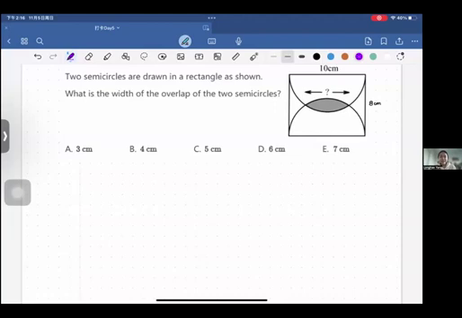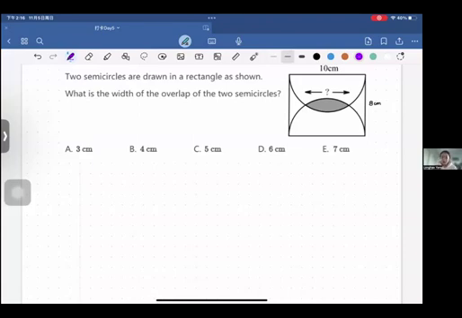I think lots of you did it correctly. Because it's a relatively difficult part, I will explain question 3 in our daily exercise as an example here. So let's read through this question first. Two semicircles are drawn in a rectangle as shown. What is the width of the overlap of these two semicircles?